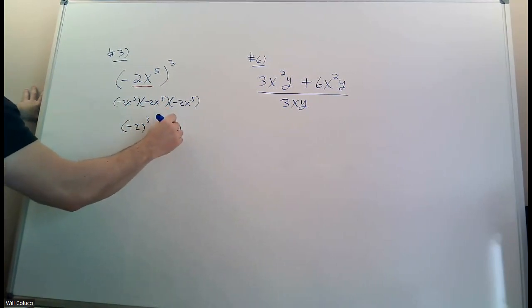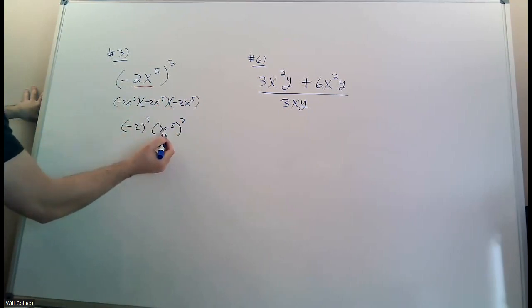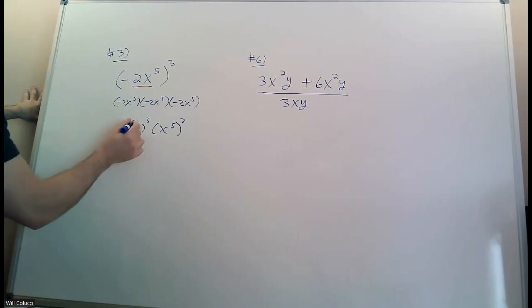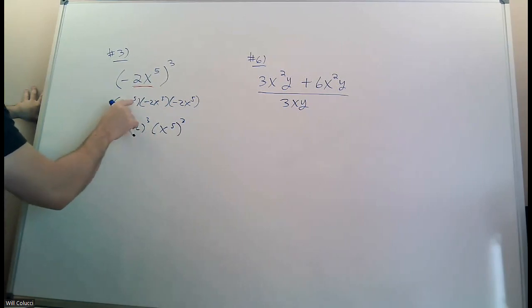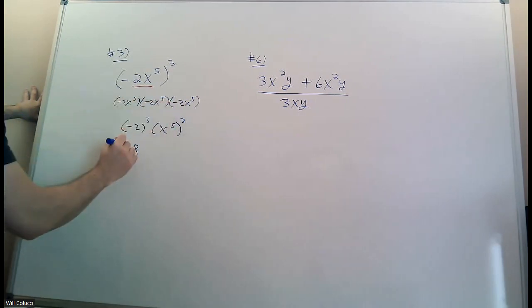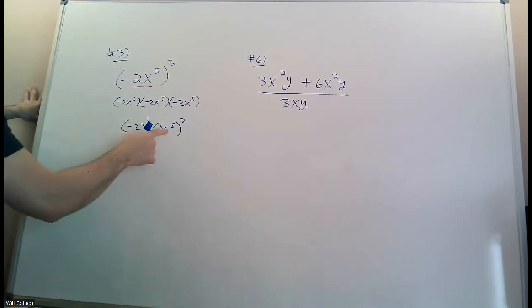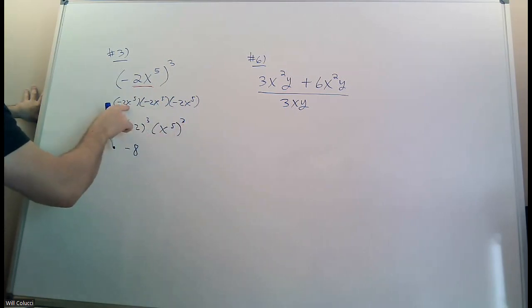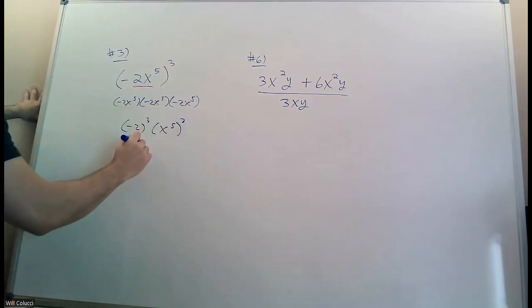This is really what you're doing. You're taking each of the things inside the parentheses, which is -2 and x^5, and you're raising each of them to the 3rd power. This is just -2 times -2 times -2. 2 times 2 times 2 is 8. When you have an odd number of negatives, it's always negative. Now, when you do power to power, there's 5 there, there's 5 there, there's 5 there. That's 15 of them.